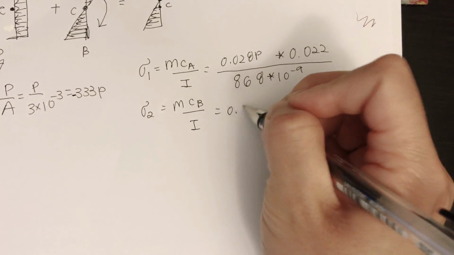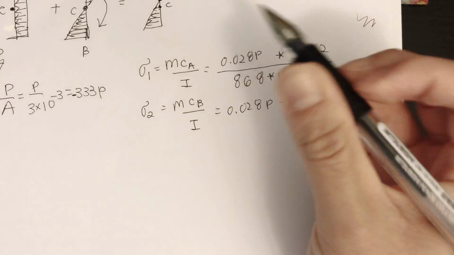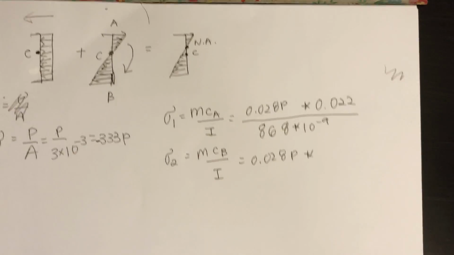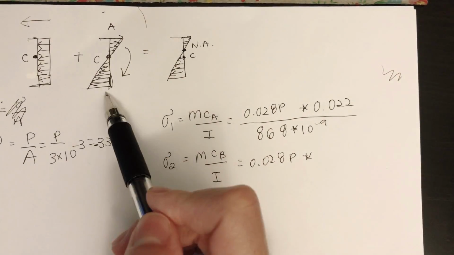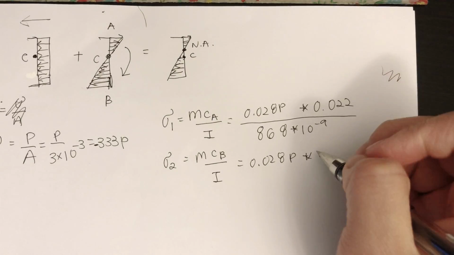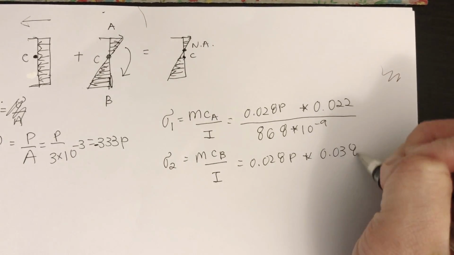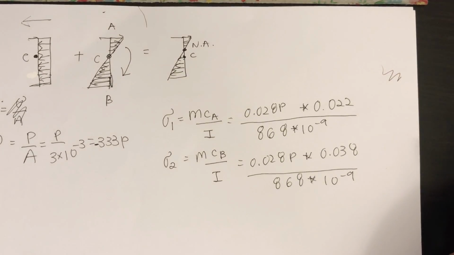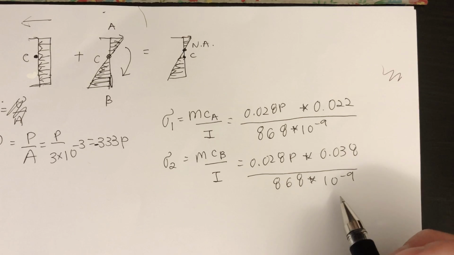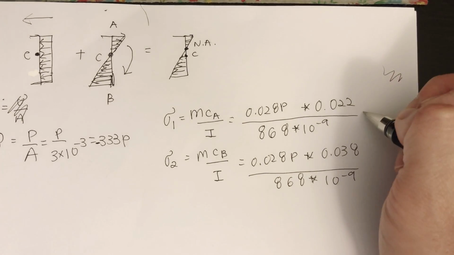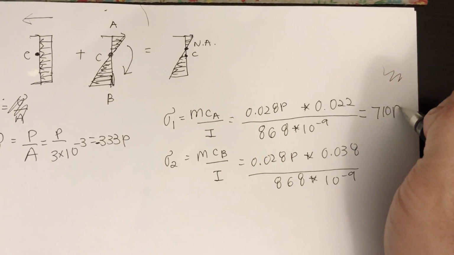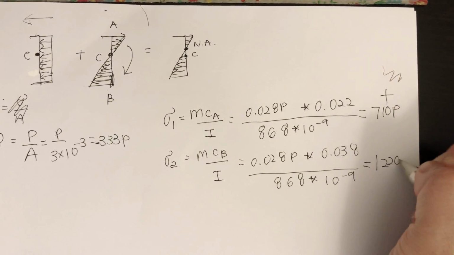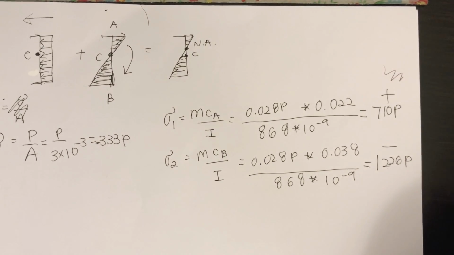M is the same, 0.028 P, times from the centroid to the bottom, 0.038, over 868 times 10 to the negative 9. So this will give you 710 P tension, so positive. This will give you 1,226 P compression, negative.